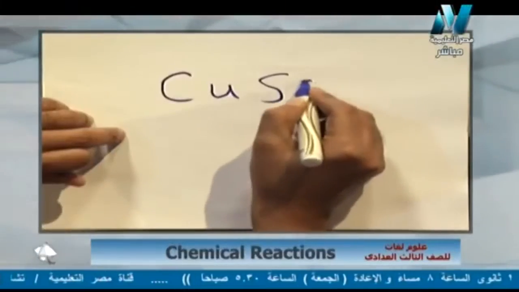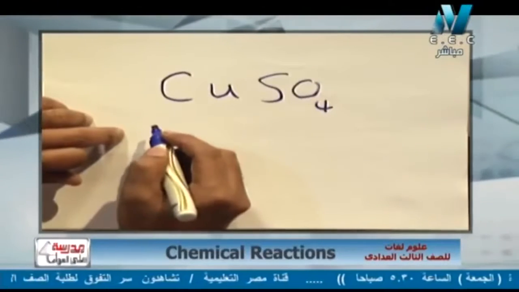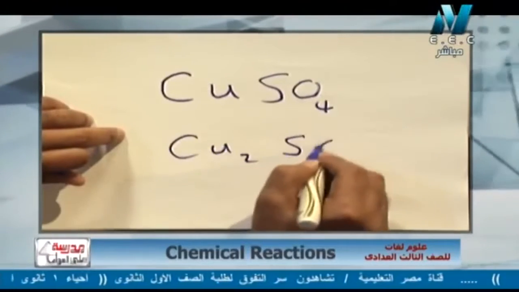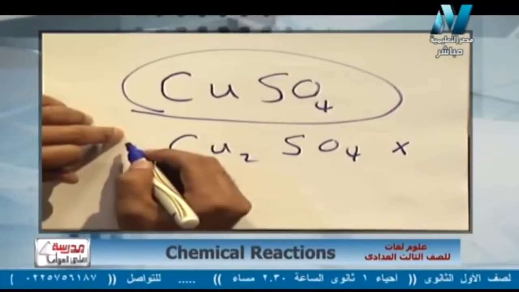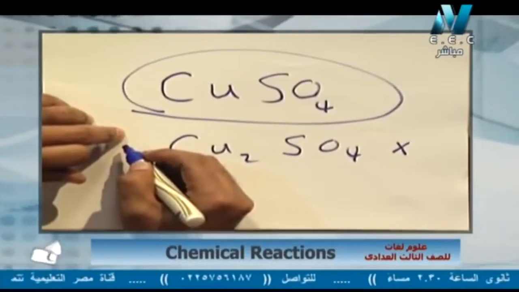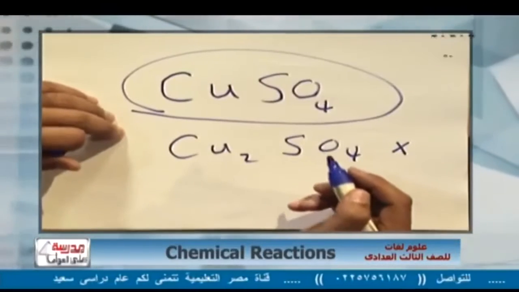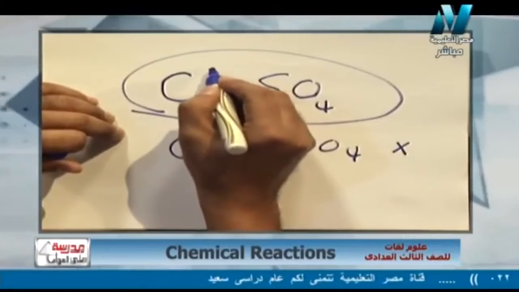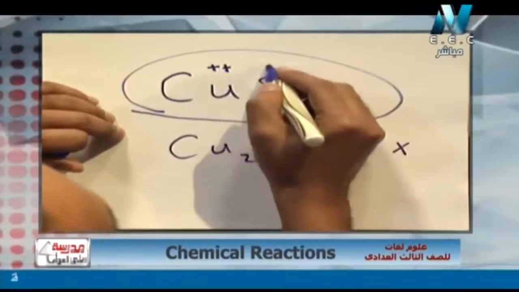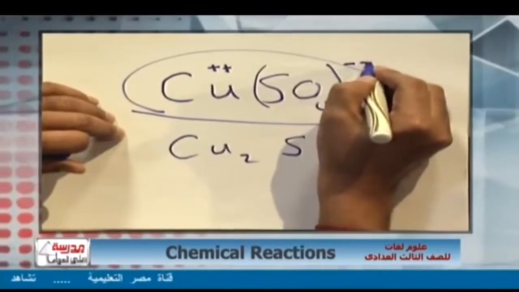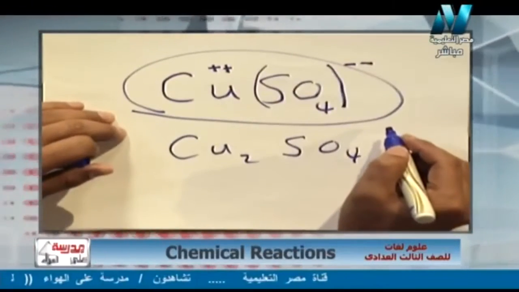Some students make mistakes about that, like they write CuSO4, and sometimes some of you may write Cu2SO4. No, it's wrong. Why? Because this is a compound, so the total valency of the whole compound must equal 0. If Cu has valency positive 2, then SO4 must be negative 2. So the whole valency equals 0.